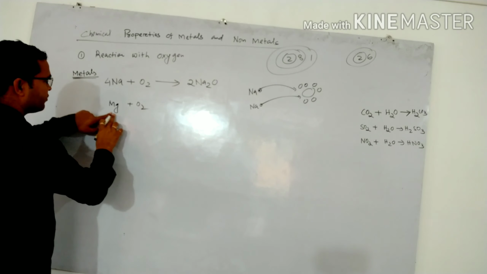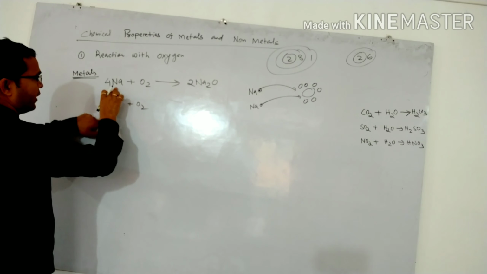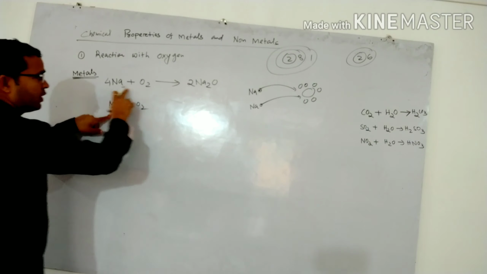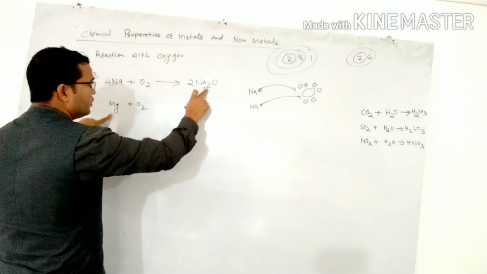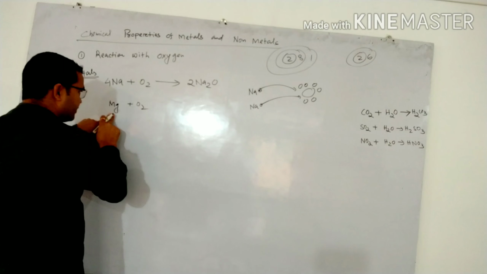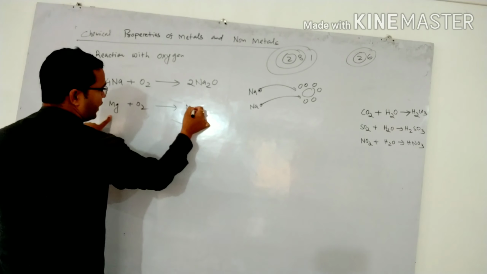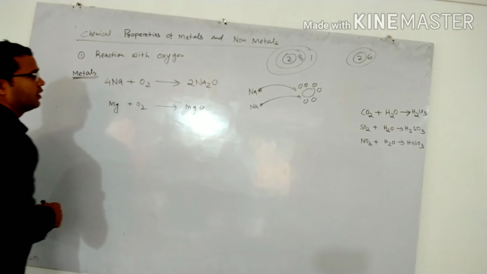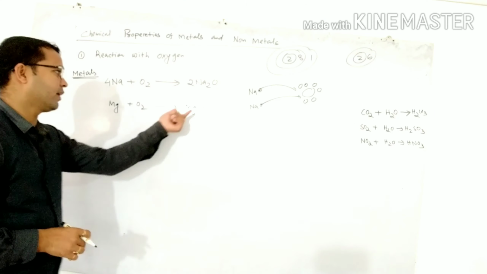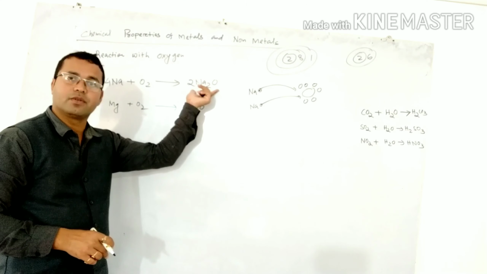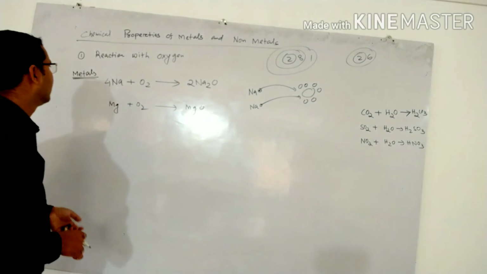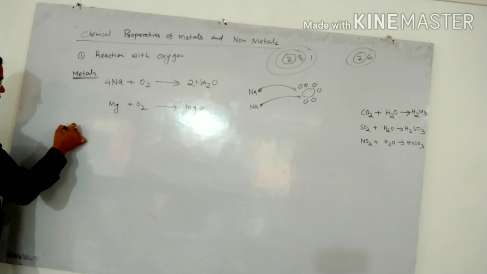Next, magnesium reacts with oxygen. Remember the valency of magnesium is 2. The valency of sodium was 1, that's why we had to put 2 there. The valency of magnesium is 2, the valency of oxygen is also 2. So the formula would be MgO. This is called magnesium oxide. This is called sodium oxide.